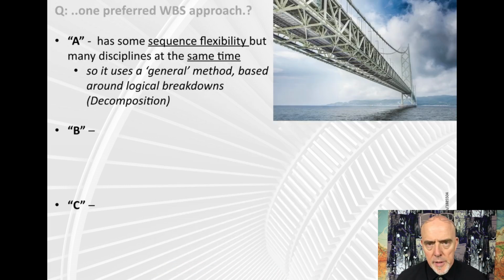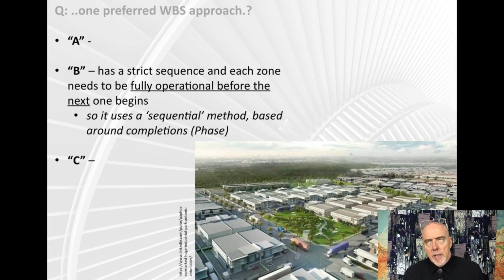Here I'm just choosing an image for something that's very physically large, and this would involve multiple disciplines all working at the same time. So there's a little bit of flexibility there, but otherwise they're all working at the same time. For us to break this down, we would probably use a generalized method. What are those logical breakdowns of the final task? In other words, we are decomposing it. That's the key word.